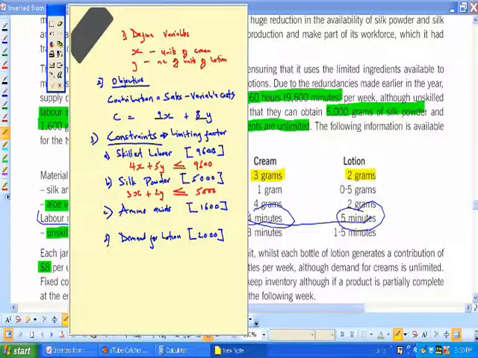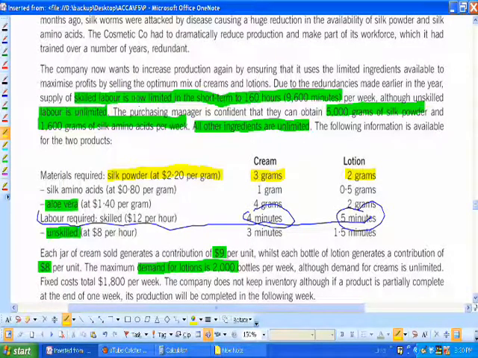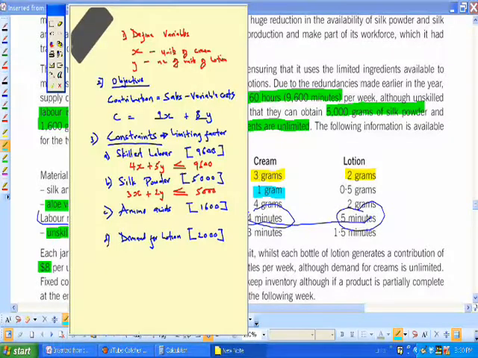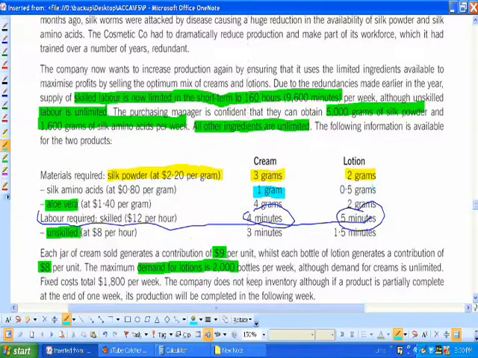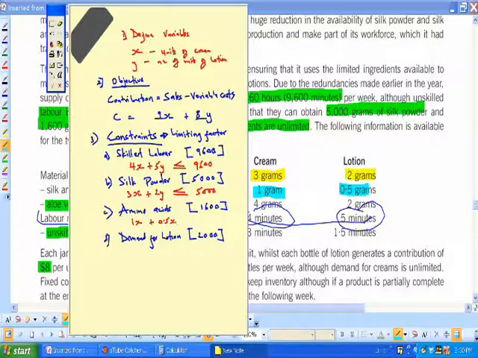Pause the video, do the same thing for amino acids. So quickly, amino acids is right here. Cream takes 1 gram, so you have 1x. Lotion takes 0.5 grams, so that is 0.5y. The amount of amino acids available is 16 grams, so the inequality is still less than or equal to 16.